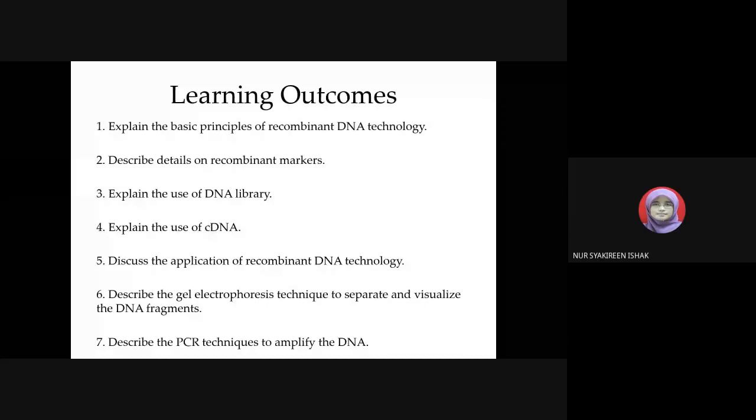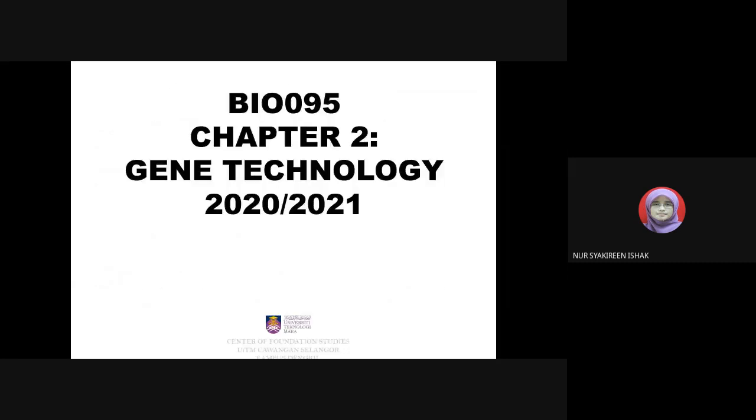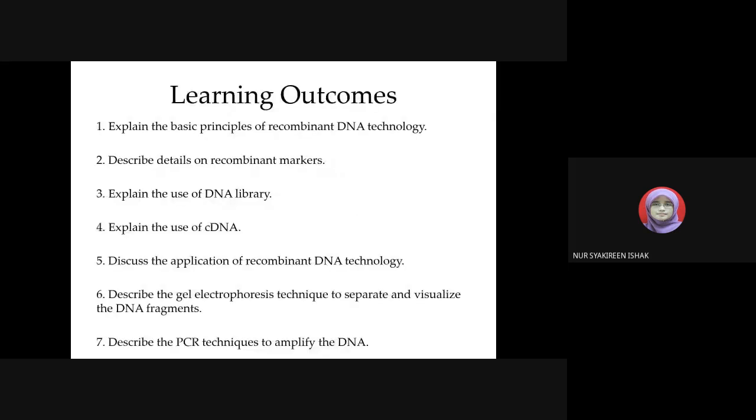Okay, so basically chapter 2 is actually a part of chapter 1 before. So imagine chapter 1 was very big but it had to be divided into 2, so it became a new chapter, which is this chapter 2. Chapter 2 is on gene technology. In order for you to understand this chapter, you have to really understand chapter 1. The learning outcome of this chapter is to explain the principles of recombinant DNA.